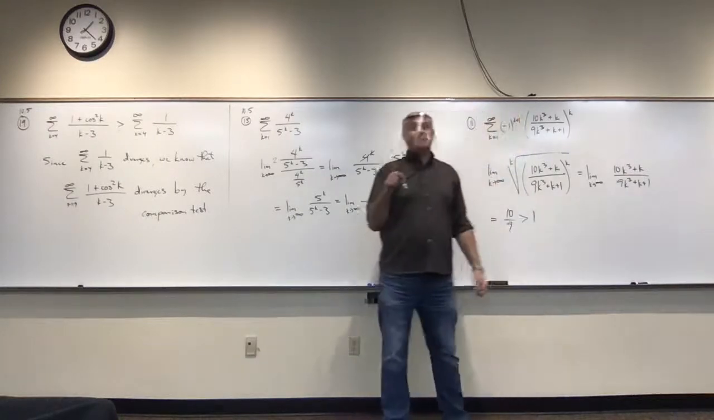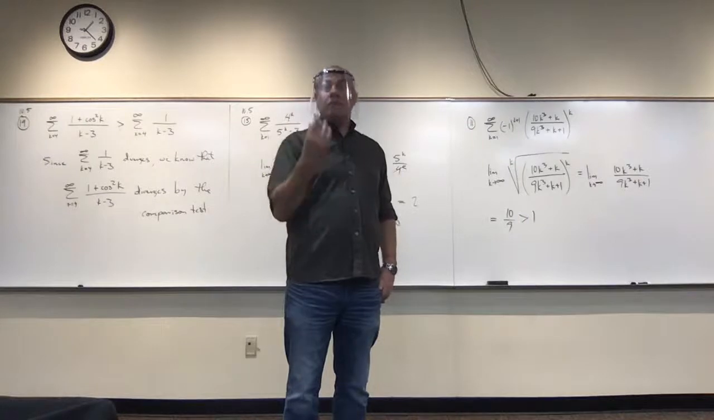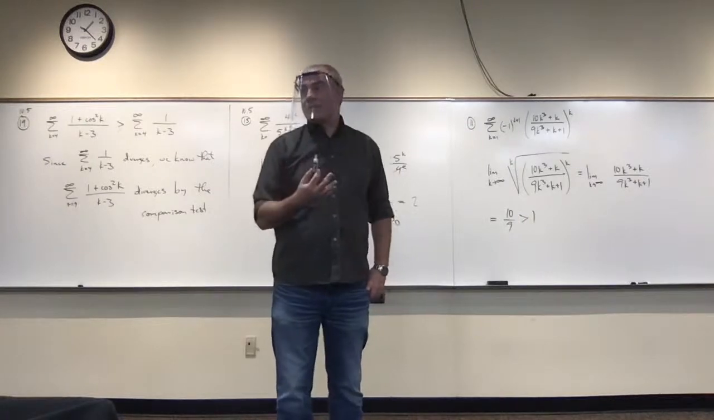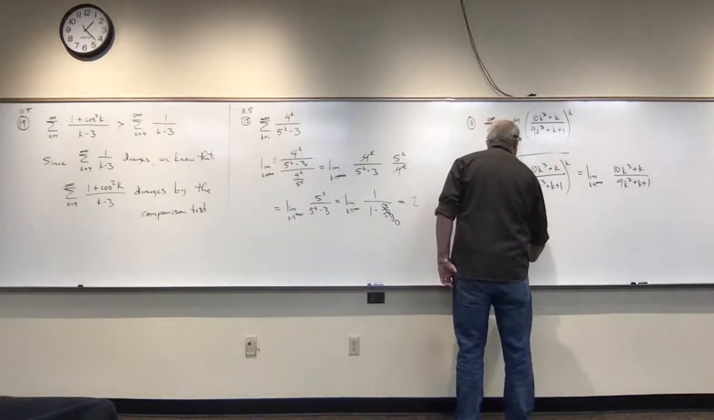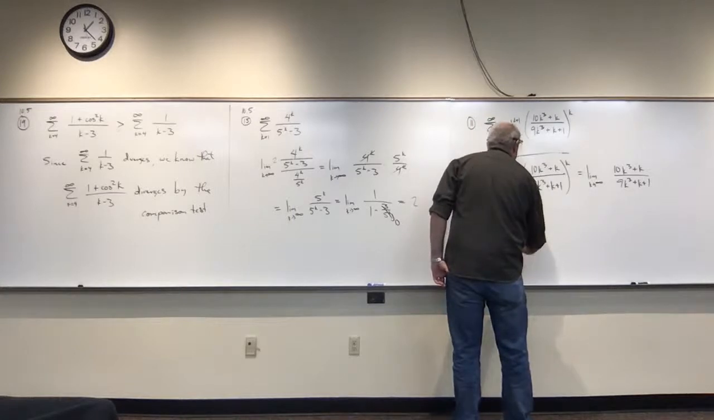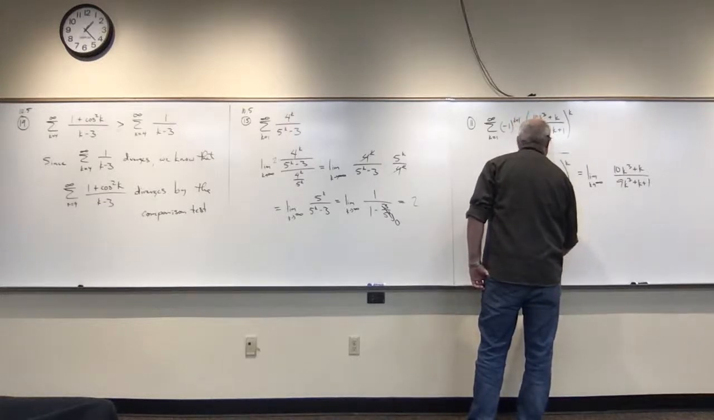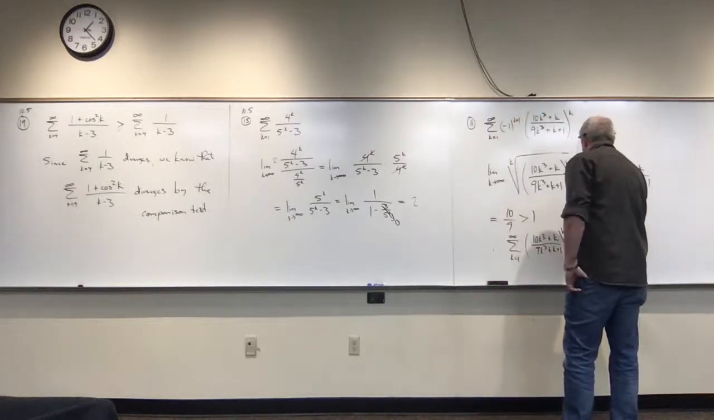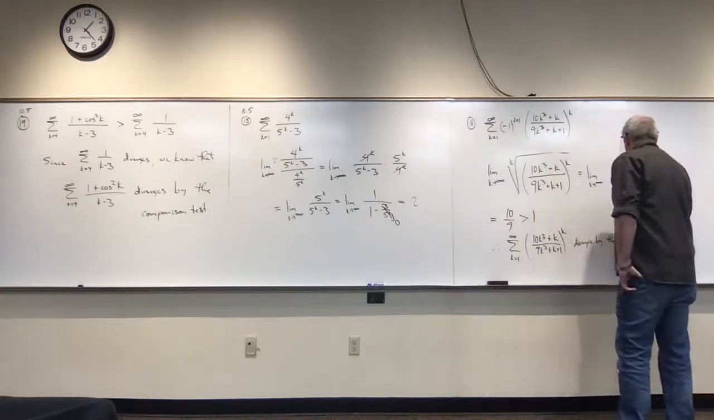It needs to be less than 1 to converge. Bigger than 1 diverges. Equal to 1, we don't know; we have to do something else. Okay, so what I've got so far is that the sum k going from 1 to infinity of (10k cubed plus k) divided by (9k cubed plus k plus 1), to the k, diverges by the root test.